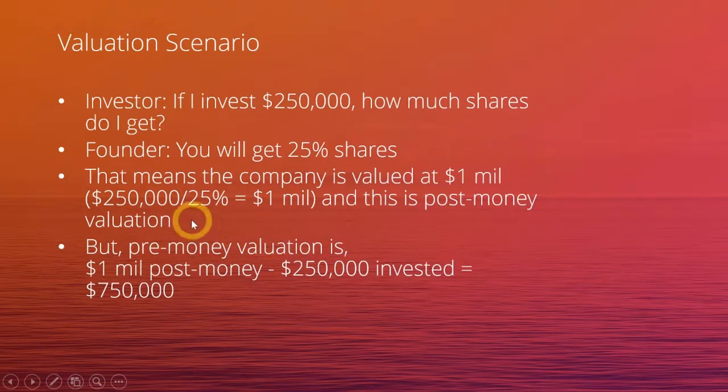Why? It's because $250,000 is actually 25% of $1 million. So total company value is actually $1 million. This generally means your post-money valuation, the amount of valuation after this amount of money has been invested into your company. So post-money valuation includes the amount of money that was invested.